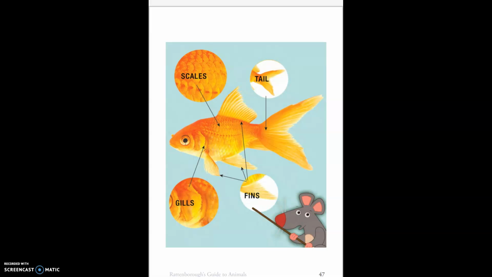Here's an illustration showing the different parts of the fish that we just talked about. Right behind its head here you can see the gills. This is where the fish breathes and takes the oxygen out of the water. Here you can see the scales that are on the fish, the tail, and down here are 2 of the fins. And there's even one up here, so 3 of the fins.